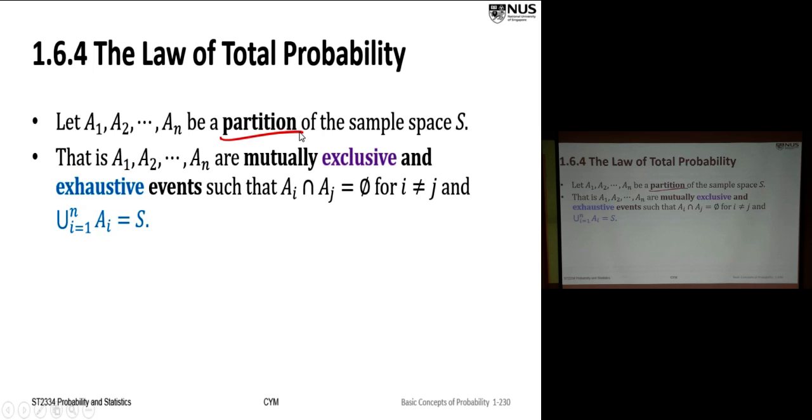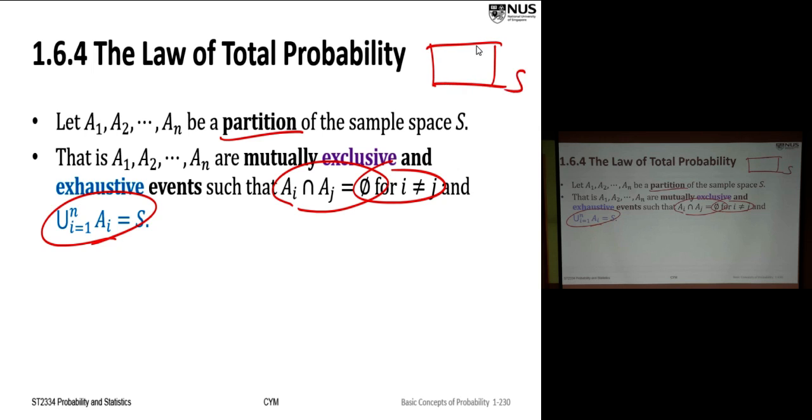Mathematically, this is what we mean. So in other words, you have S, you partition it into A and A complement. So this one is a partition. A and A complement, no overlap, no intersection, and the union is S. All right?